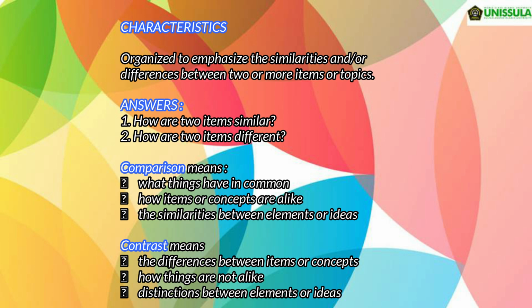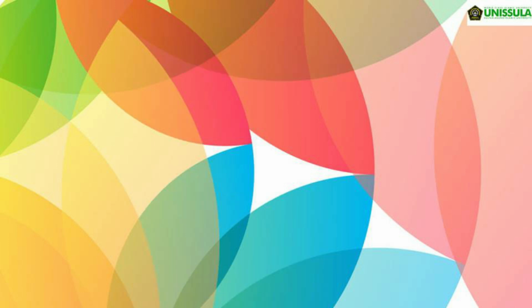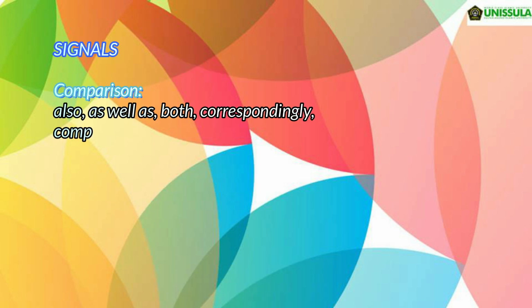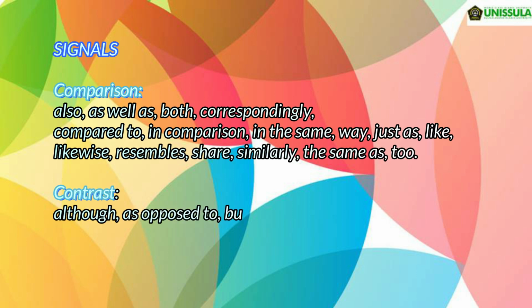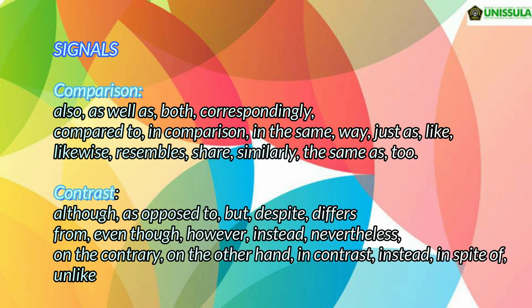I think I taught you last week about the differences between comparison and contrast. In this comparison and contrast pattern, we also have two kinds of signals: the signals of comparison and the signals of contrast. You may read it by yourself, about the signals of comparison, and this one is the signals of contrast.